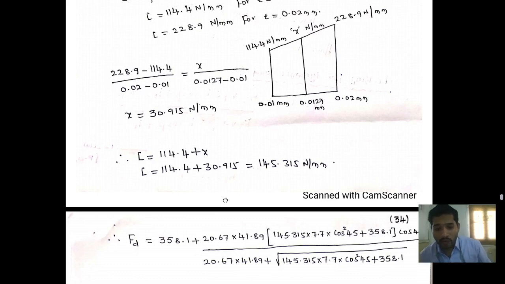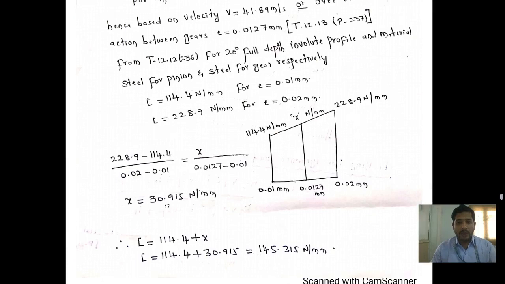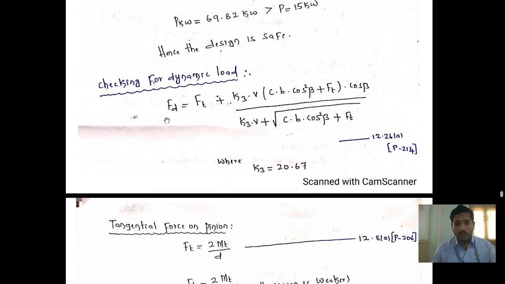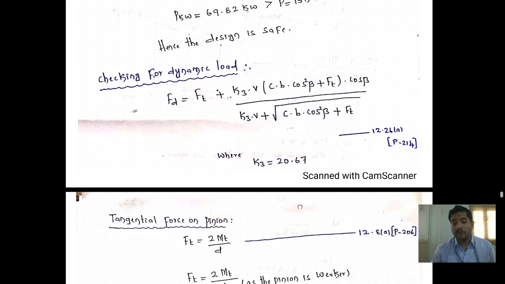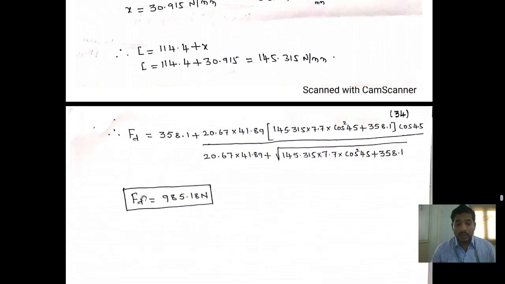After that, we need to find out the dynamic force. So we need to substitute in the above equation over here. If you substitute the dynamic load in the above equation, Ft plus K3 into V into (C into B cos square beta plus Ft) into cos beta by K3 into V plus under root of (C b into cos square beta plus Ft), then you will get the answer: dynamic force is 985.18 Newton. I hope no one is having any doubt regarding this problem.